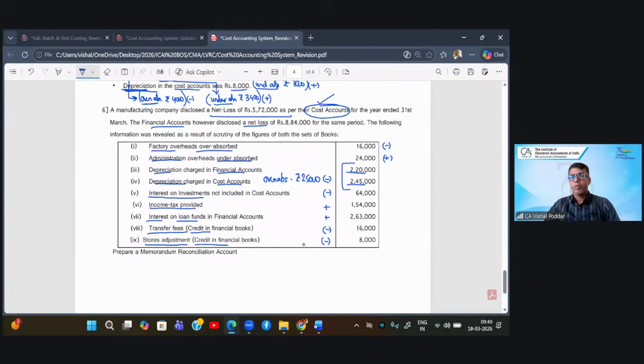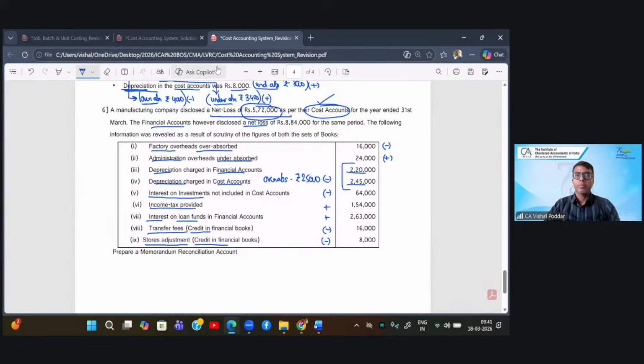Now, whether you prepare the statement, you will not take this as a negative figure. Generally in BRS, I have seen that students take this as a negative figure. Please don't do it over here. Here, when you are preparing the reconciliation statement format, take this as a positive figure only. So no need to take it as a negative figure. Keep it as it is. Take it as a positive figure only, even though it is loss in your statement.